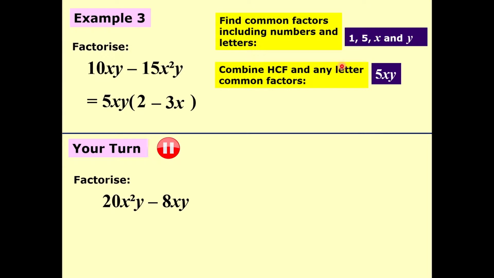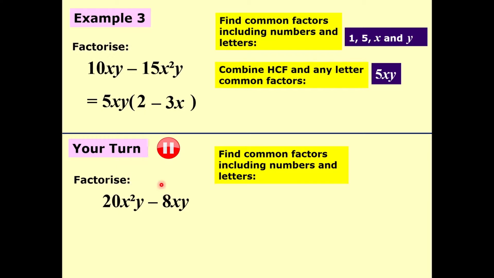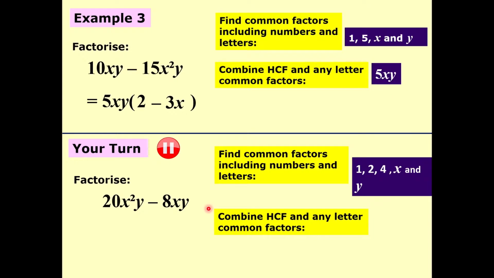Okay, let's go over the answer. So our common factors, numbers and letters, we have, so between 20 and 8, we've got 1, 2 and 4, and we've also got a common factor of x in both of these terms, and also y in both of these terms. So we're going to combine the highest common factor of 4 with any of our letter terms, so x and y, to give us 4xy, and that's what's going to go on the outside of our bracket.